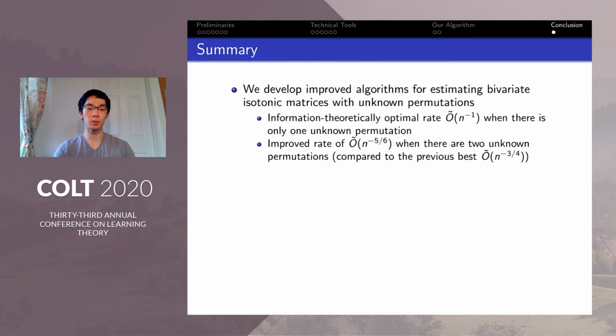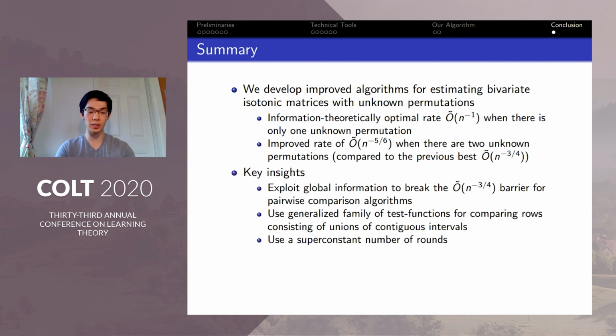So to summarize, we have developed an algorithm for estimating bivariate isotonic matrices with unknown permutations. We obtain information theoretically optimal rates when there is 1 unknown permutation. And then we obtain improved rates when there are 2 unknown permutations. And the key insights are we break several natural barriers at n to the negative 3/4, including the pairwise comparison barrier, the one-shot barrier, and also the barrier to algorithms that only look at sums of contiguous intervals. And that is all. So thanks.